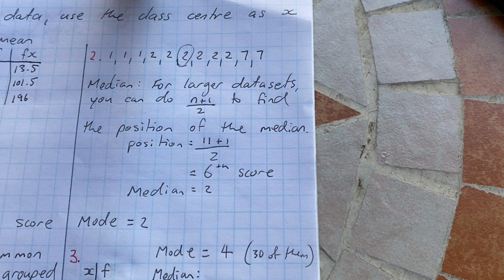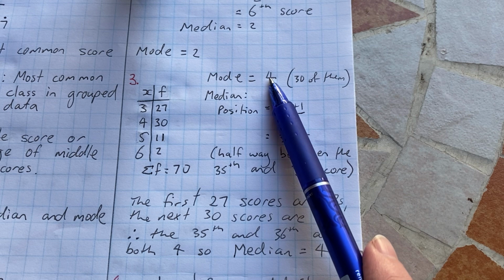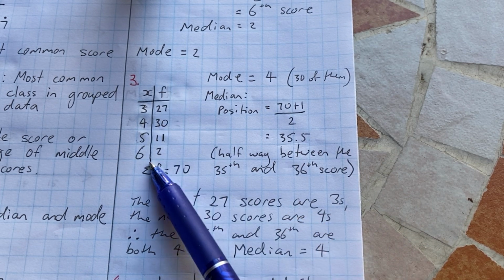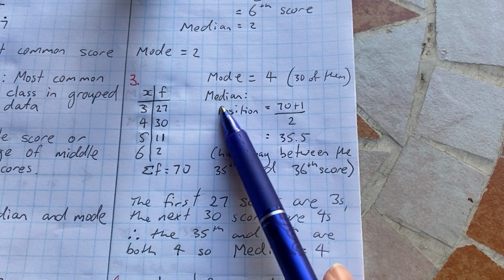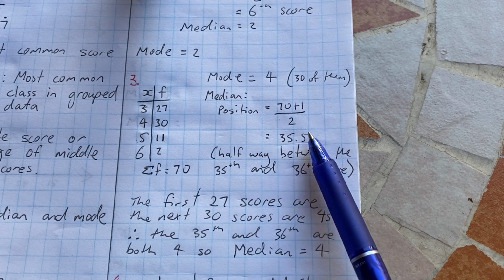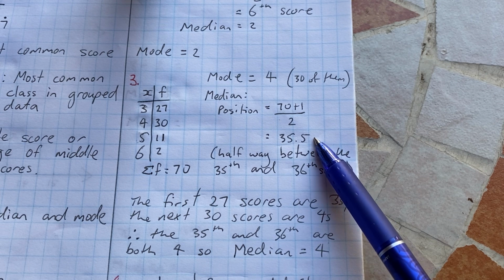So the mode is also 2. For this example, the mode is 4. There are 34s, but not as many of the other numbers. There are 70 scores altogether, so the position of the median is 71 over 2, so 35.5. So that means it's halfway between the 35th and the 36th score.